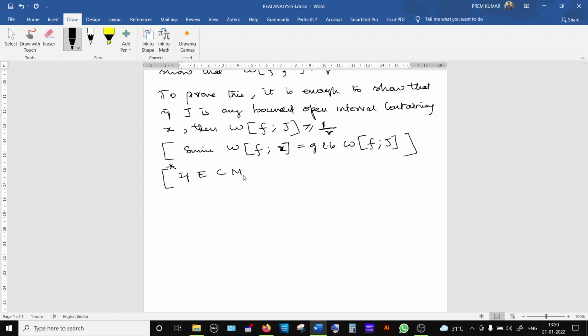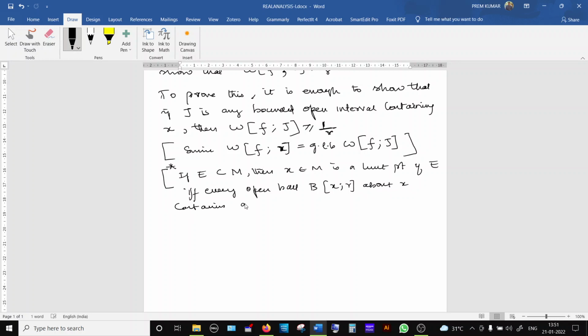If E is a subset of metric space M, then x, an element of M, is a limit point of E, that is both a necessary and sufficient condition, if and only if every open ball about x contains at least one point of E. We are going to use this theorem now, this result.